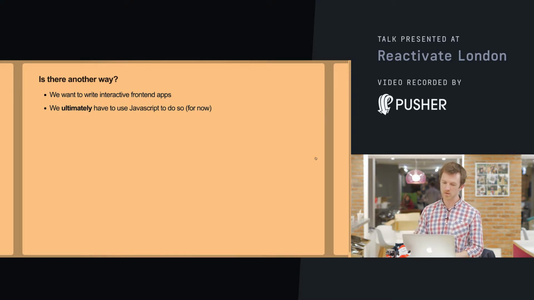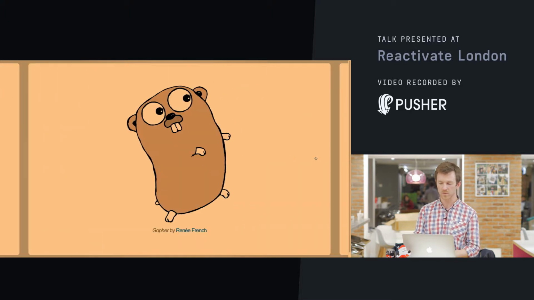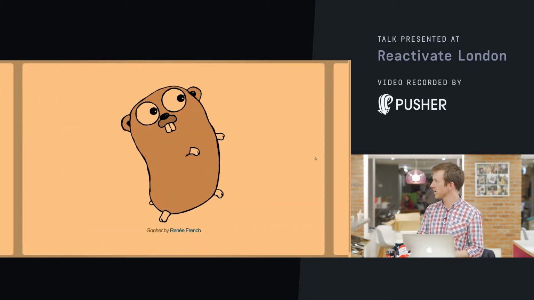So this is why we asked the question, is there another way to do this? We ultimately have to target JavaScript for now. As I said, I'm ignoring WebAssembly. So what we have to end up with is JavaScript. So what can we use as a language, as a starting point? So this is where the Gopher comes in. As I said, it's the mascot for the language.